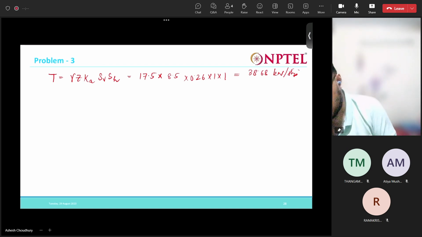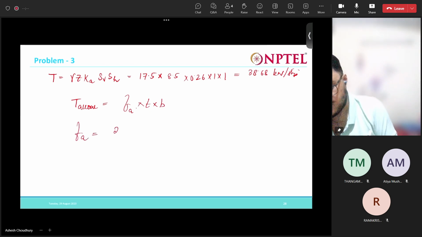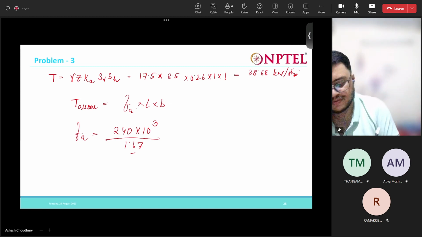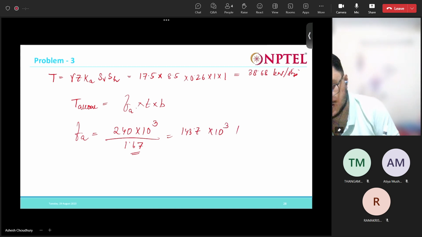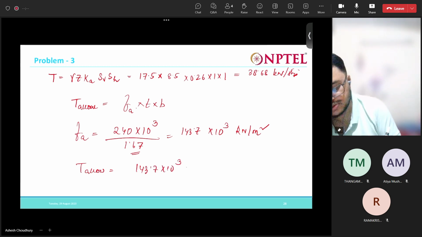Now let us find out the allowable tension. T allowable is F allowable into thickness into width. Okay, so what is F allowable? F allowable is 240 MPa into 10 to the power 3 divided by 1.67. This is given, right? Factor of safety for steel, it is given. So it will be 143.7 into 10 to the power 3 kilonewton per meter square. This is Fa. Therefore, T allowable is equal to 143.7 into 10 to the power 3 into thickness was 5 mm and width was 100 mm.